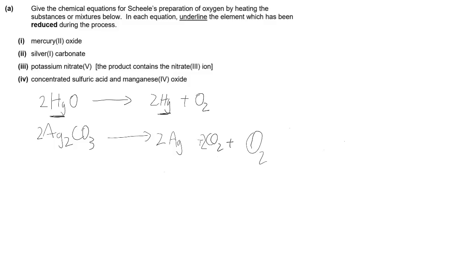Now again, let's not forget the other part of this question, which is identifying the element that's been reduced. So once again, it's going to be the metal, which is going from +1 in the carbonate to 0 in its elemental state. So the silver is being reduced from +1 to 0.